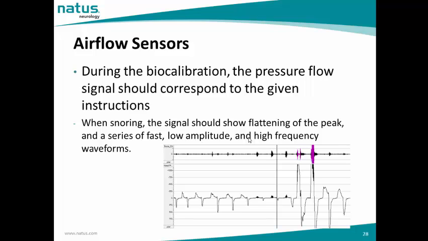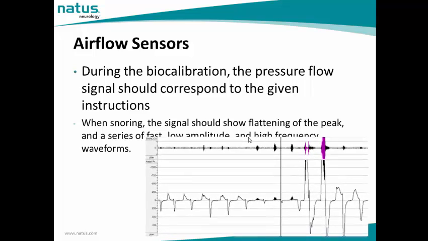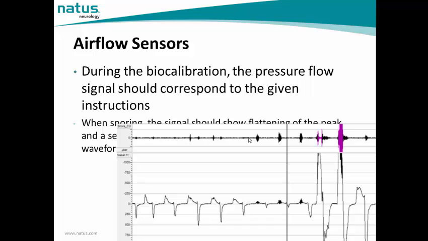When filters are not applied for the nasal pressure signal, and when snoring, the signal should show flattening of the peak and a series of fast, low amplitude, and high frequency waveforms that represent snoring episodes, like in this example. Filters are not applied for that signal. The first trace, which is on the top, is the snore. The second trace is the nasal pressure.